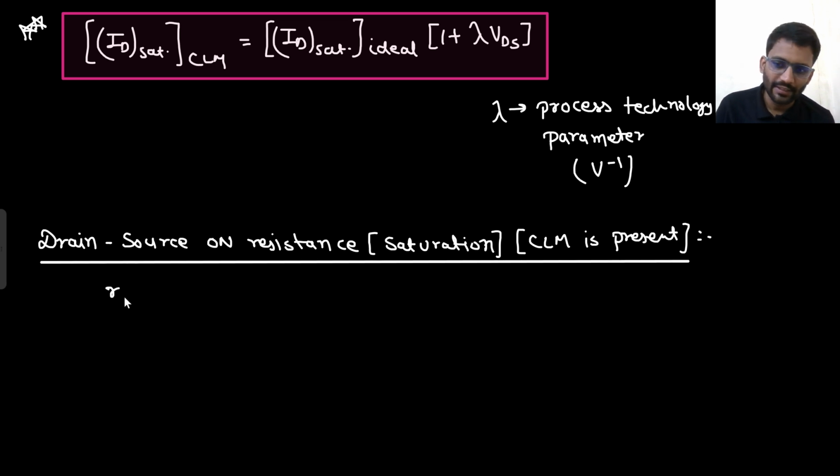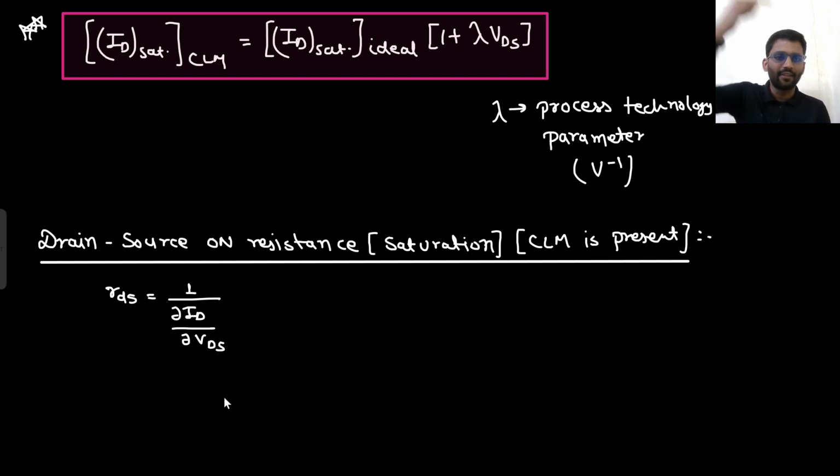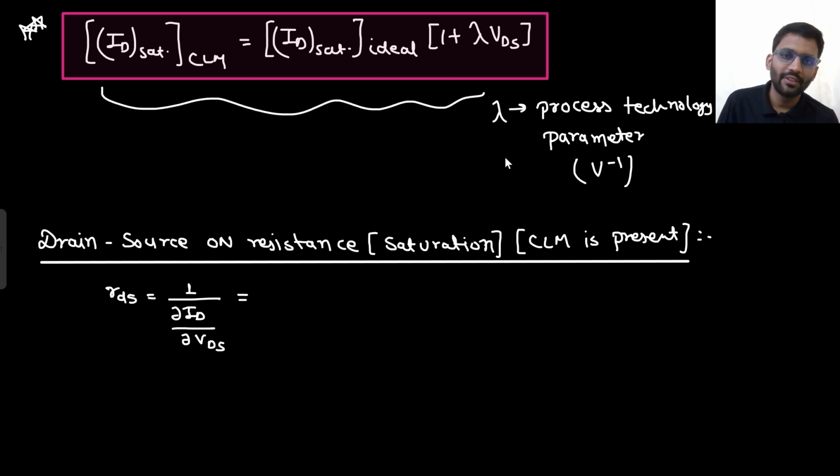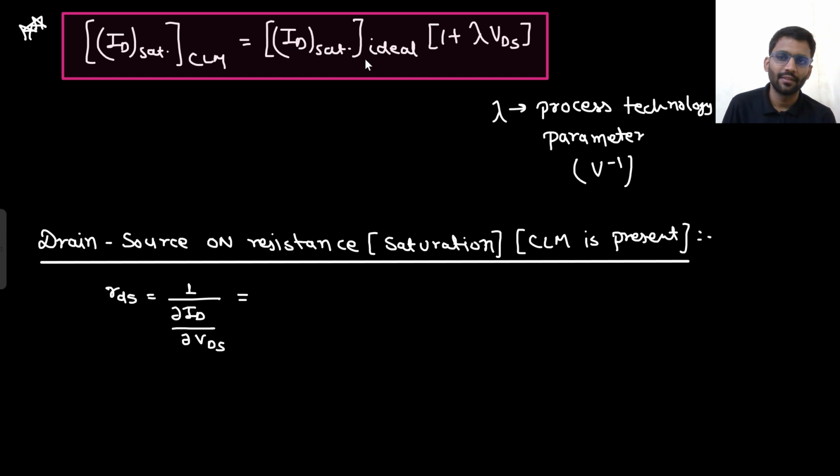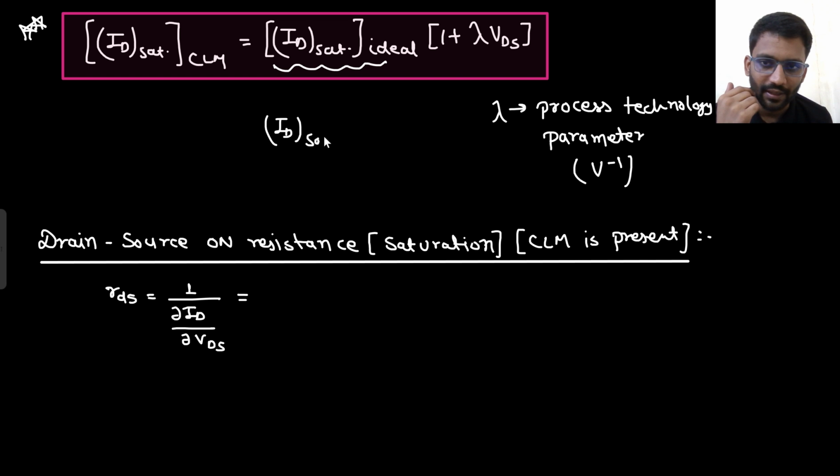What is the formula of RDS? RDS is 1 by del ID upon del VDS, or you can write del VDS upon del ID, or 1 by del ID upon del VDS. You have to differentiate it with respect to VDS. What will you get? This is a constant quantity, so that will come as it is, ID sat ideal.